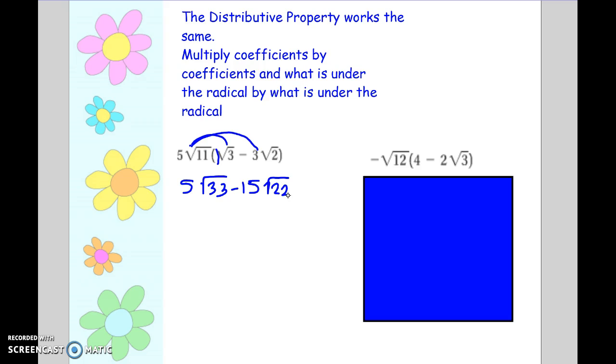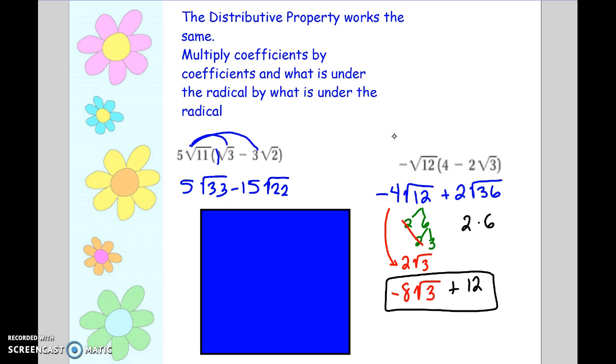Okay, go ahead and try the one next to it. Just multiply. I know the 4 doesn't have a radical, so you can just multiply the coefficients together. Alright, check your answer.